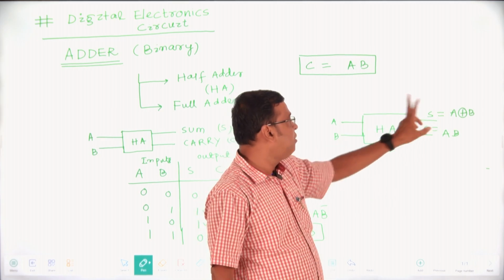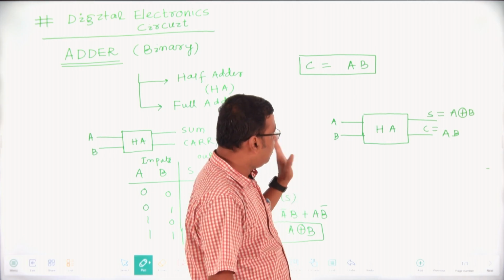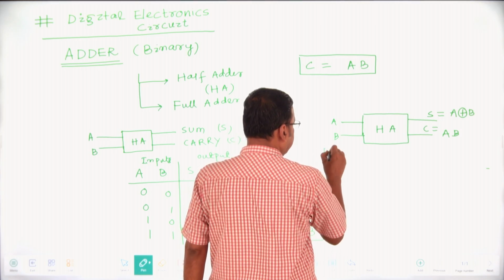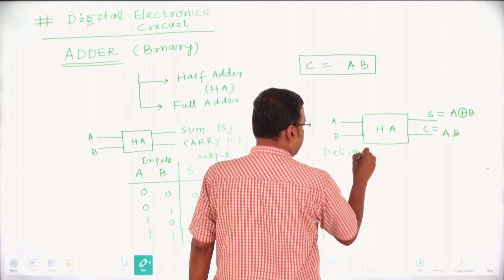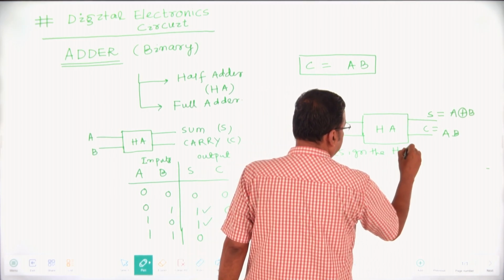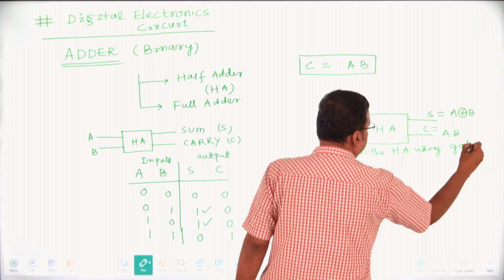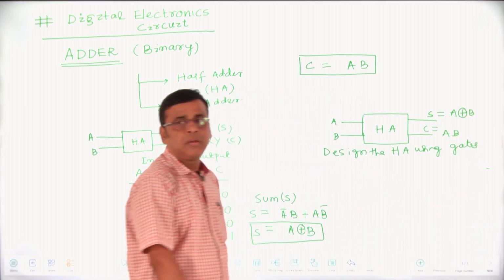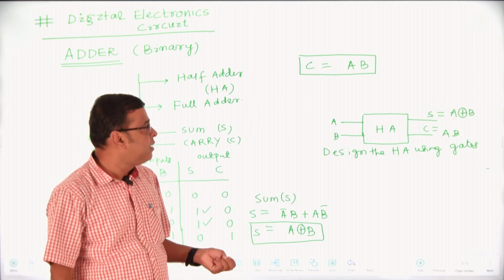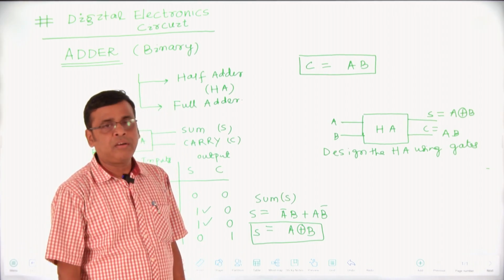The sum value is how much? A XOR B, and carry value is nothing but A into B. So now design the half adder using gates. Gate means what? AND, OR, NOT, NAND, NOR, exclusive OR, exclusive NOR gate. So, using basic gates. Basic gates means AND, OR, NOT gate.